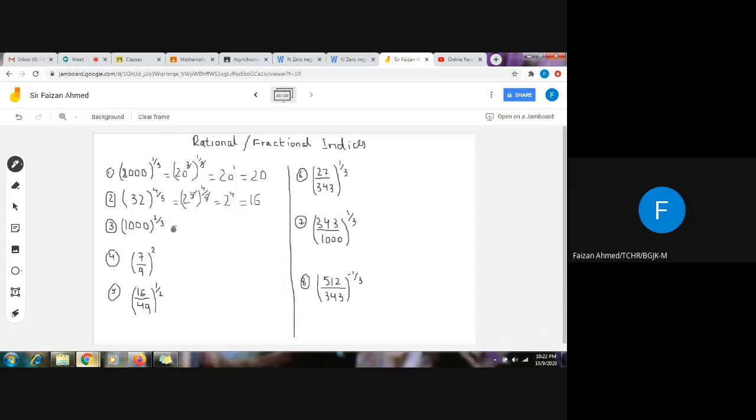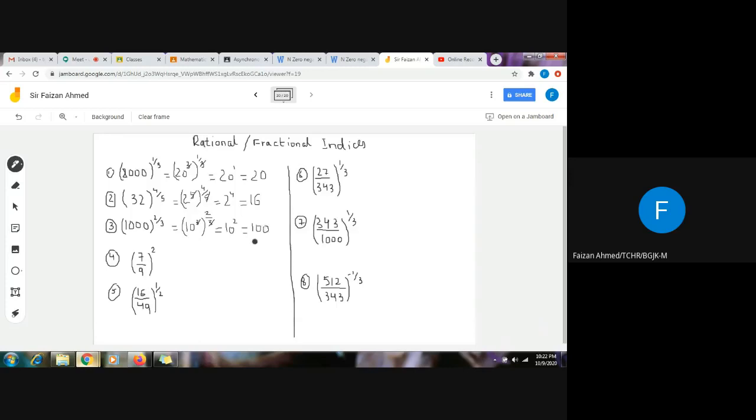Again, the same strategy: just target the power of the denominator, that is 3. This is 2 upon 3, so I will target this 3, and I will find a number whose cube is 1000. I can see that 10 cube is 1000. 10 multiplied by 10 is 100, and 100 multiplied by 10 is 1000. So 10 cube to the power 2 upon 3. And what will be the advantage? This 3 and this 3 will get cancelled out, and the remaining will be 10 square, and I know that 10 square means 10 multiplied by 10, which is equal to 100.